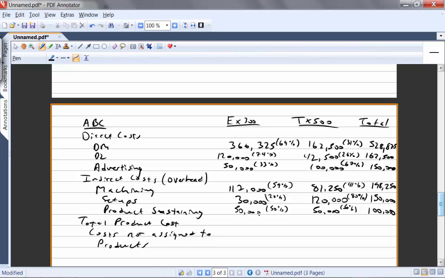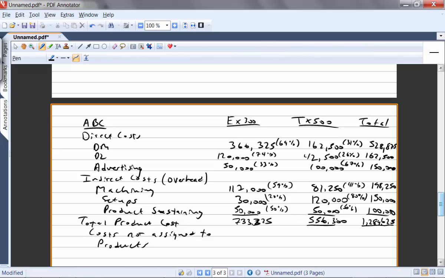All right. Total product cost for E then, 733,325, and for the T was 556,300. And the total then was 1,289,625.